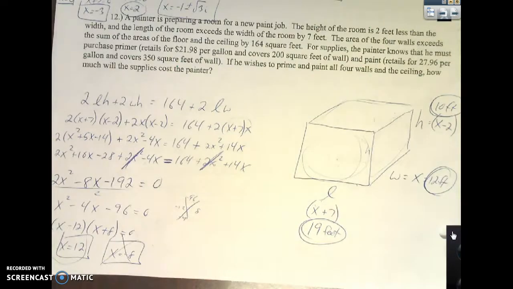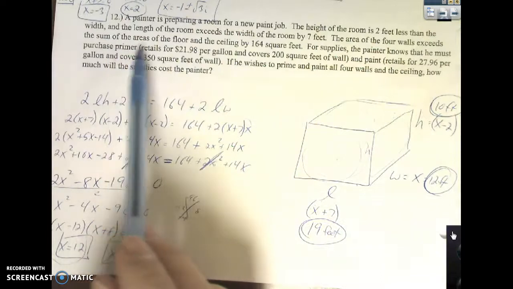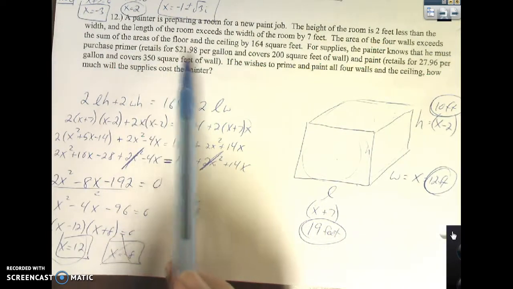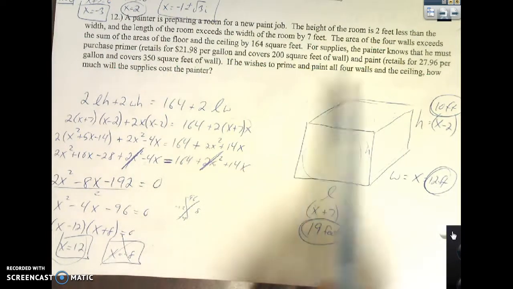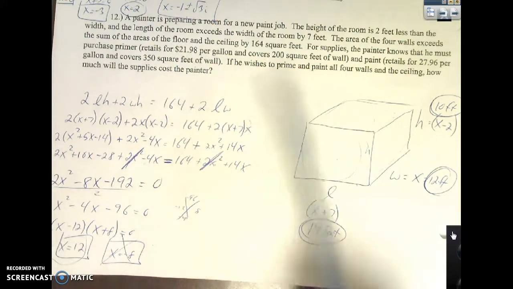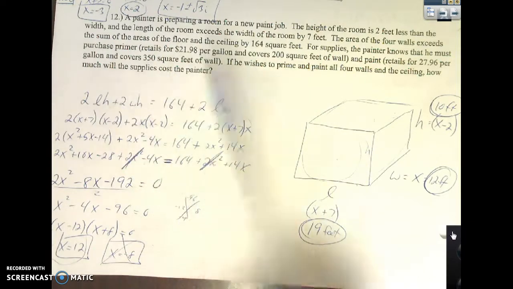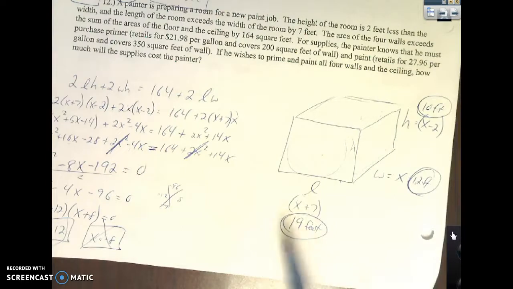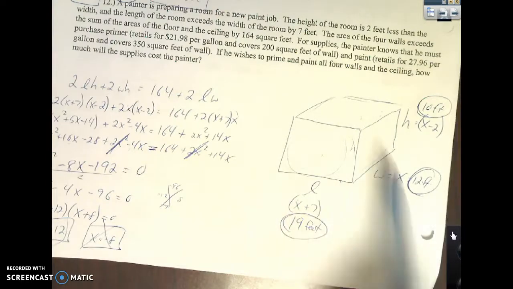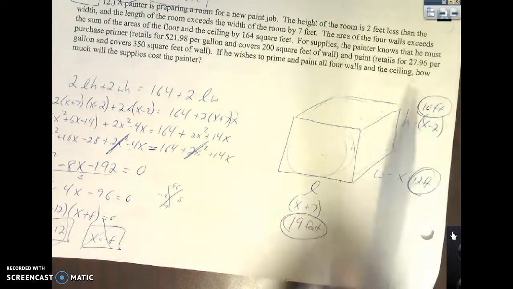Now, the last part I'm going to let you guys play around with a little bit. It says, for supplies, the painter knows that he must purchase primer, which is 21.98 per gallon and covers 200 square feet of wall. And paint is blah, blah, blah. If he wishes to prime and paint all 4 walls and the ceiling, how much will the supplies cost the painter? Your next job is to figure out what the area is for the entire thing, including the ceiling, and determine how much paint and primer he needs for it.